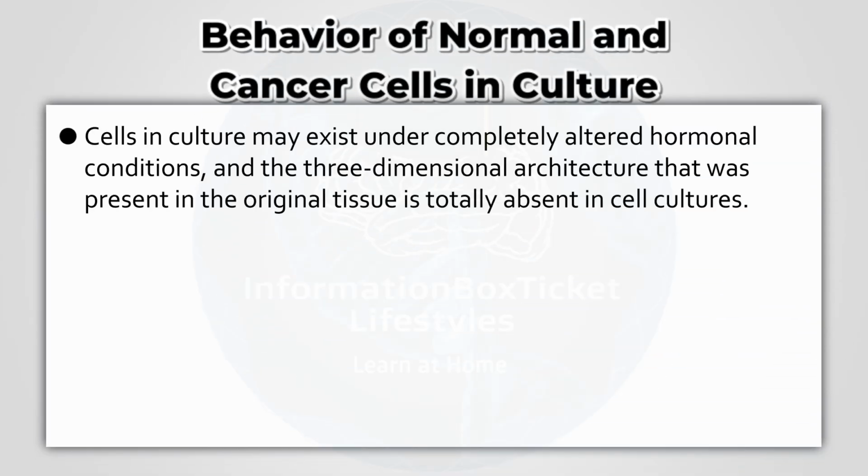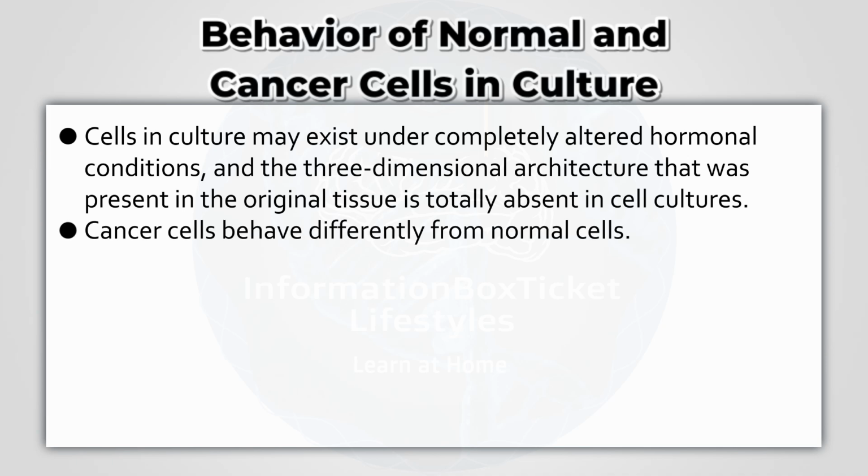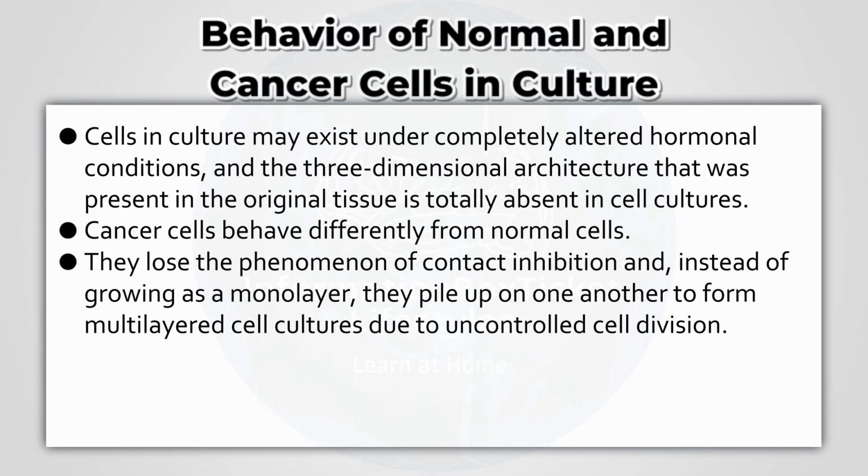Cells in culture may exist under completely altered hormonal conditions, and the three-dimensional architecture that was present in the original tissue is totally absent in cell cultures. Cancer cells behave differently from normal cells. They lose the phenomenon of contact inhibition, and instead of growing as a monolayer, they pile up on one another to form multi-layered cell cultures due to uncontrolled cell division.